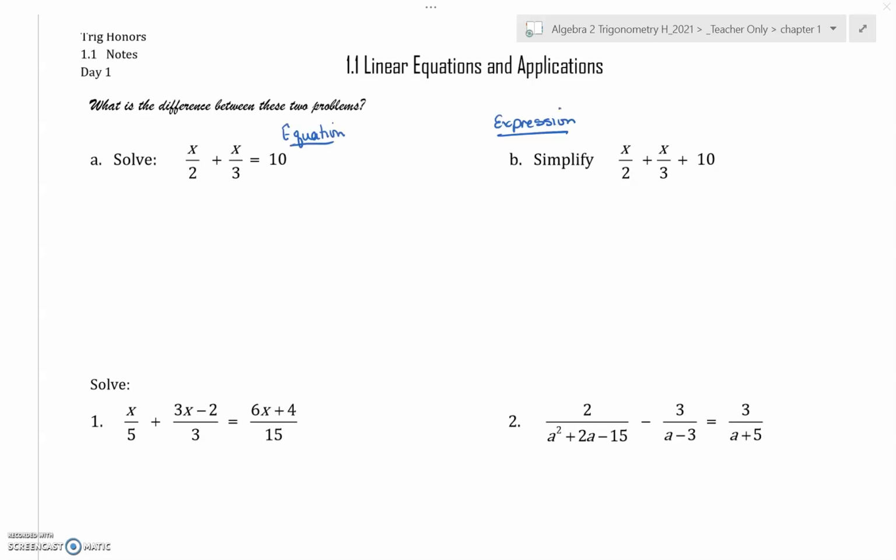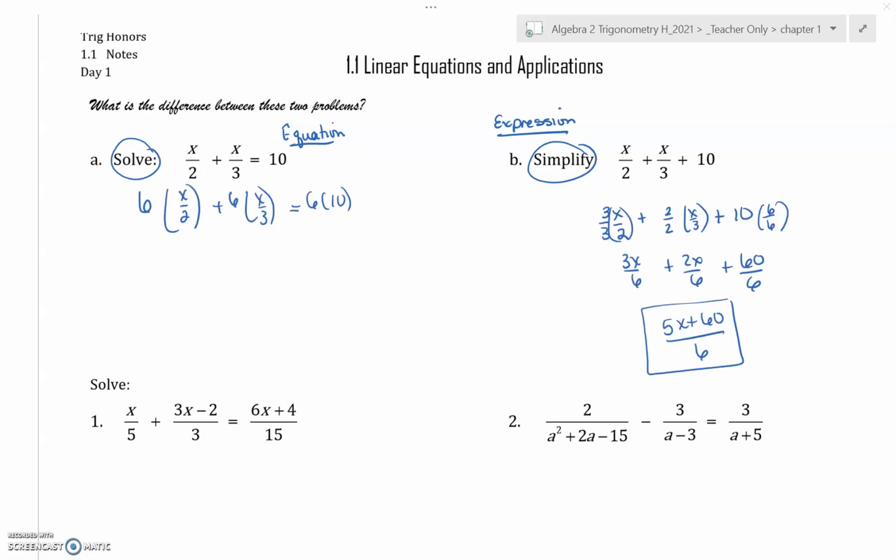All right, so hopefully you realized that the first one was an equation. It has an equal sign, and we solve equations. And the second was an expression, and we simplify expressions. So go ahead and pause the video again and see if you can solve for A and simplify for part B.